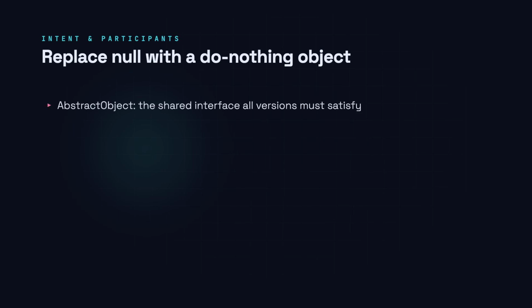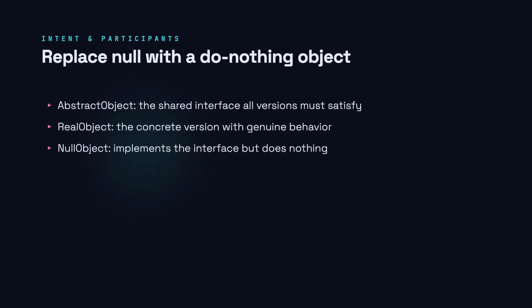The pattern defines a shared interface, call it abstract object, that both a real implementation and a null implementation satisfy. The real object does actual work. The null object implements every method as a no-op or a safe default. The client receives one of these two through the interface and calls it freely, with zero null checks. Absence is now just another valid implementation of the contract.